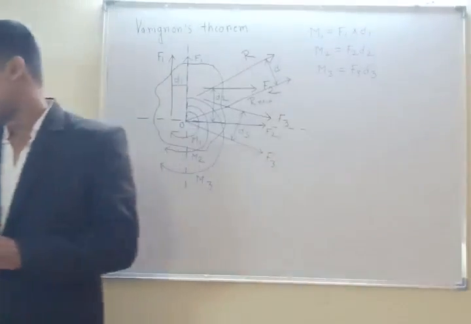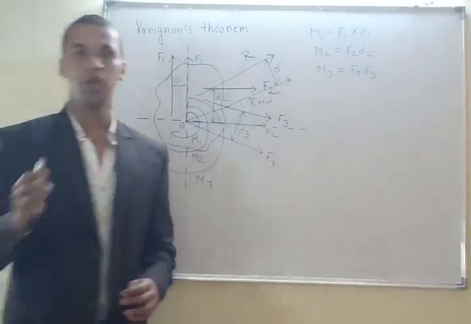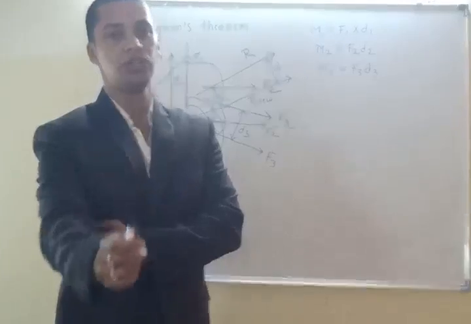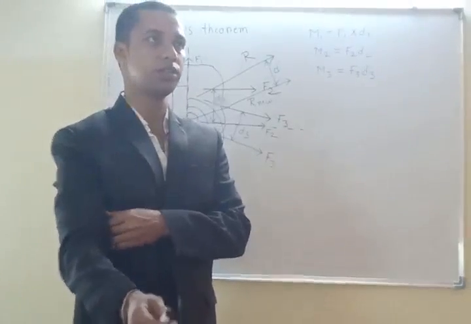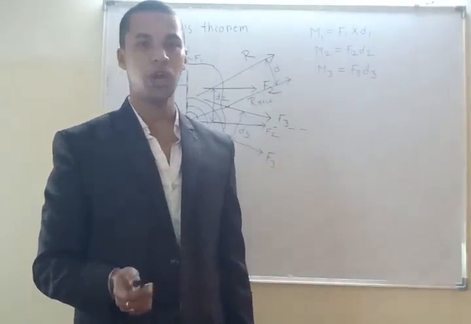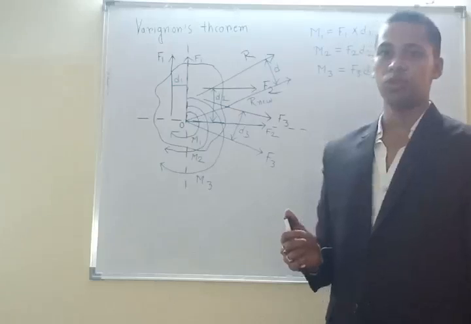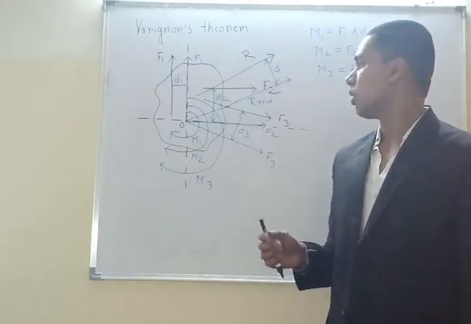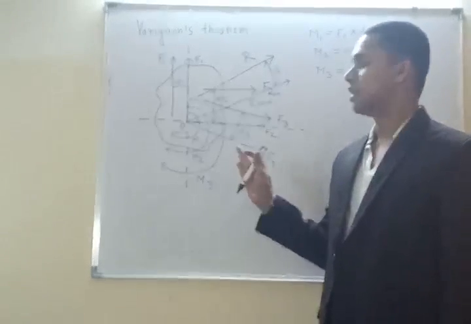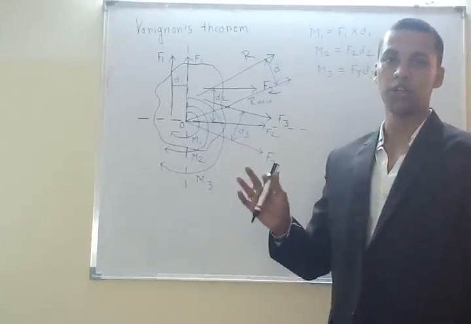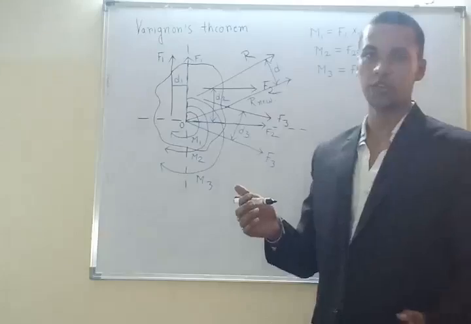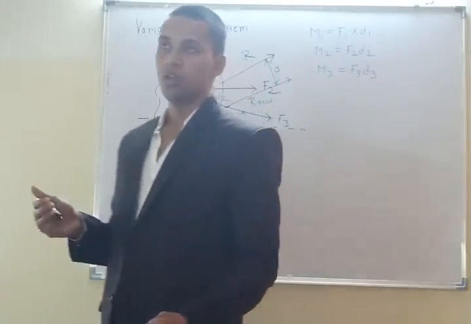That means, how can I solve it? So far we have calculated the magnitude and the direction of the resultant, but we didn't know at what point the resultant was acting. Now with this theorem, we can also find at what point the resultant is acting.